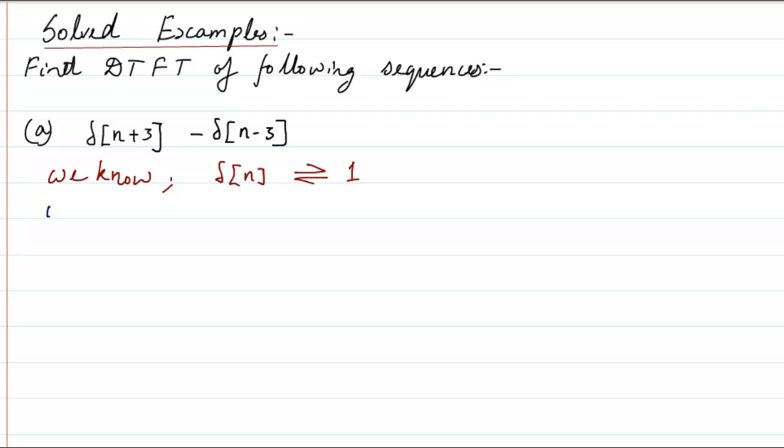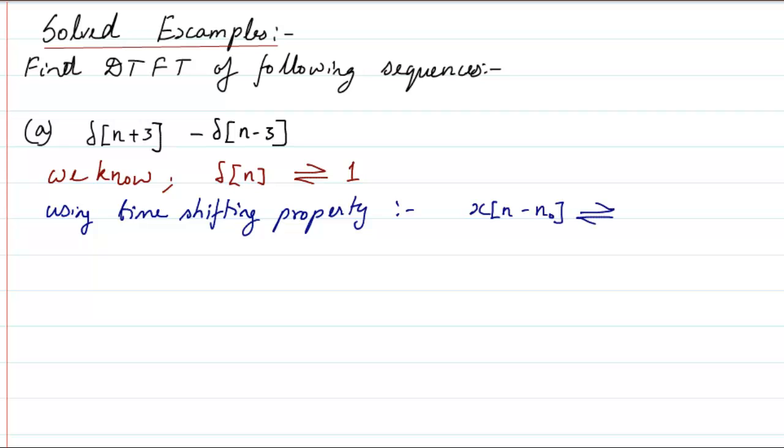Using which property? Time shifting property. And what is the time shifting property, which we have just now studied? Time shifting property basically says that if you have a function x of n minus n naught, its Fourier transform or DTFT is going to be capital X of omega e raised to power minus j omega n naught.